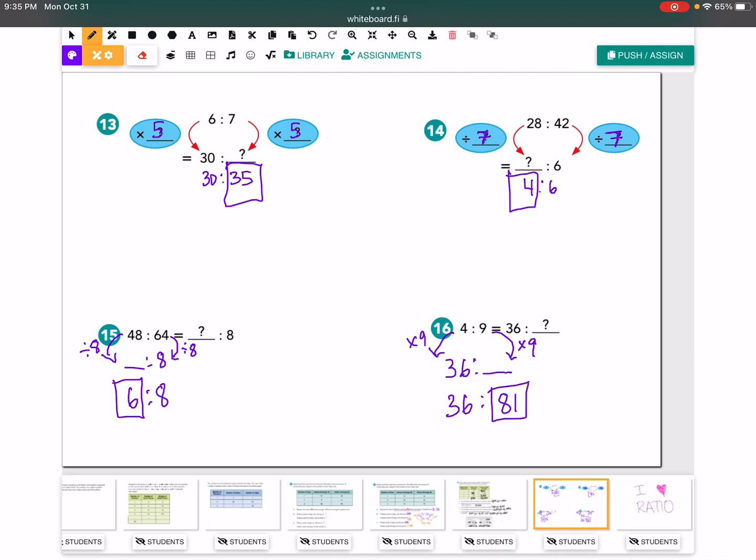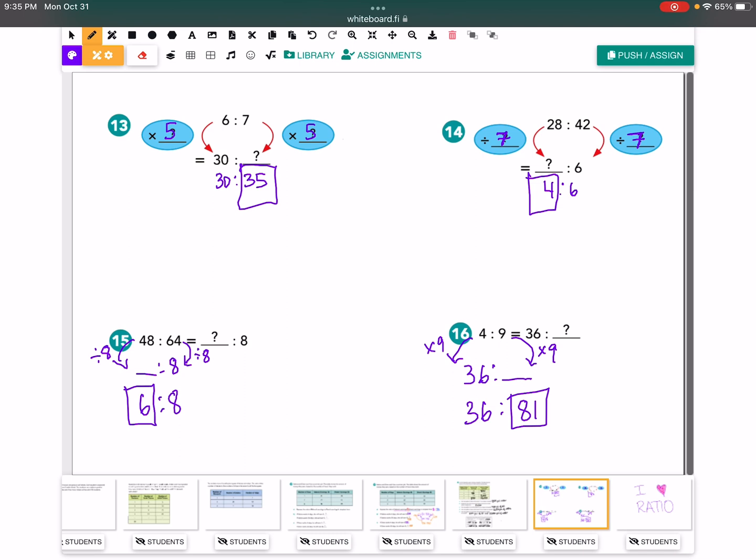Well, hopefully this is what you have. You can see in item 13 that 6 is related to 30 by a factor of 5. 6 times 5 is 30. So we're going to multiply the 7 times 5 and get 35, and that's our missing term.